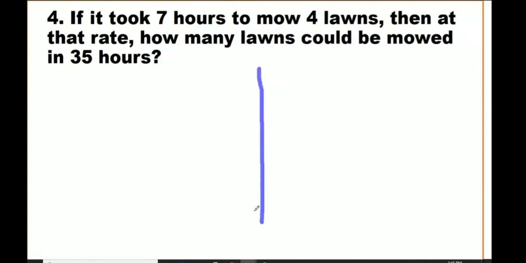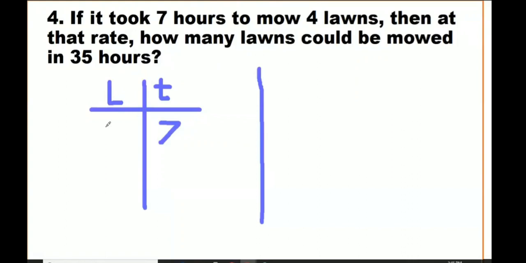In the table method, of course, we're going to use a table. We will create two columns here. One column is for the time, and the other column is for the number of lawns, let's just say L. The first statement, the given, is 7 hours to mow 4 lawns. So put the 7 hours under the time and 4 under the number of lawns. It's really important that you put that in the proper place.